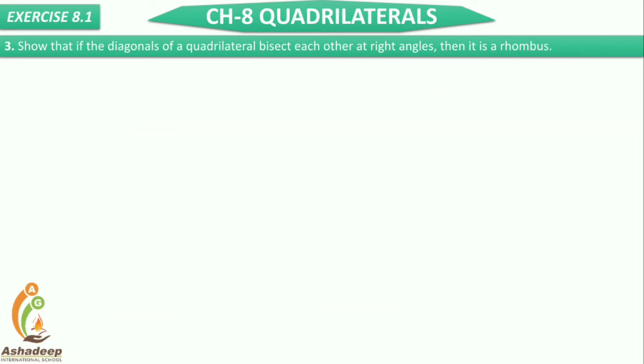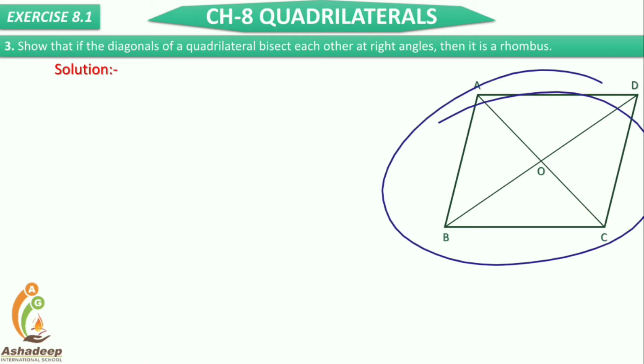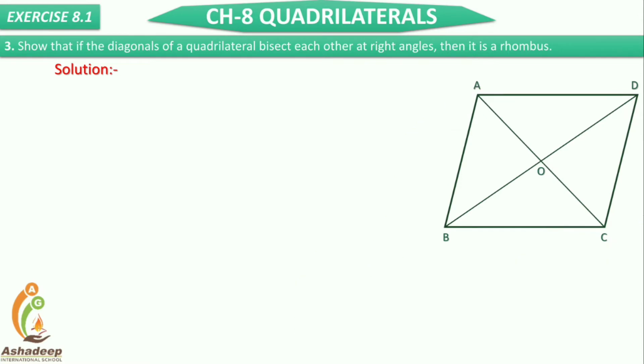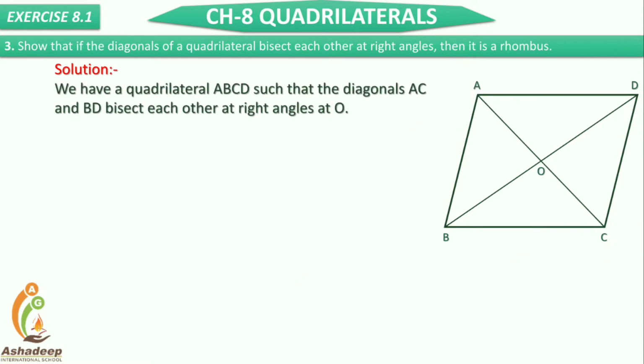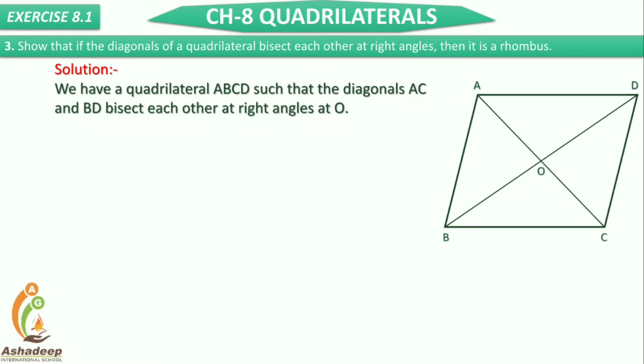Okay, so let's start. Solution. This is the figure of a quadrilateral. We need to prove that this is a rhombus. So we have a quadrilateral ABCD such that diagonals AC and BD bisect each other at right angle at O. Right? So each and every angle here is a right angle.